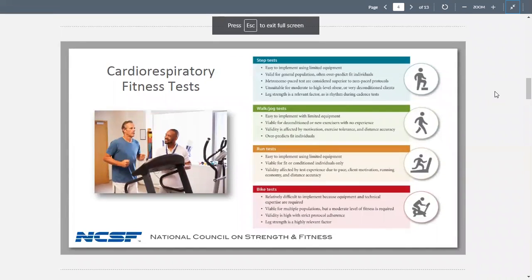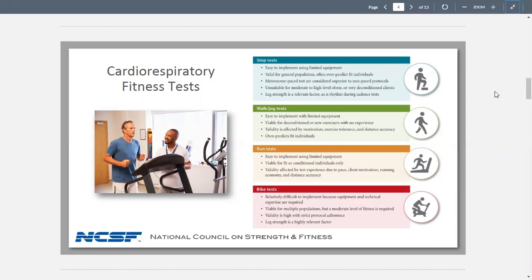Cardiorespiratory fitness tests. We have step tests, walk, jog tests, run tests, and bike tests. Step tests are easy to implement. Walk, jog tests are also easy to implement, and so are run tests. And as far as validity, they kind of over-predict for fit individuals.